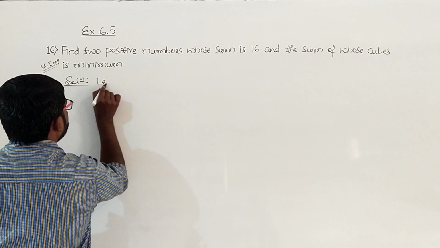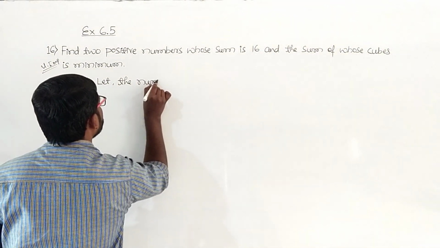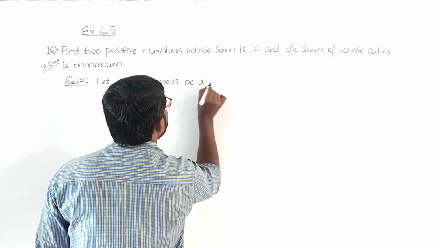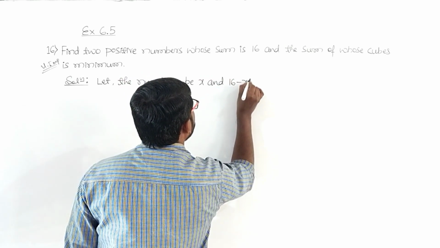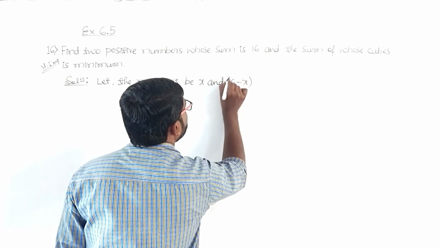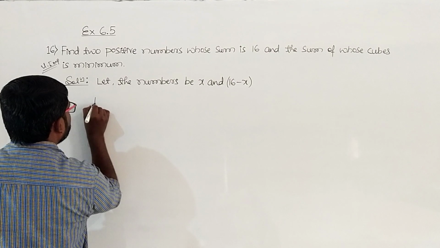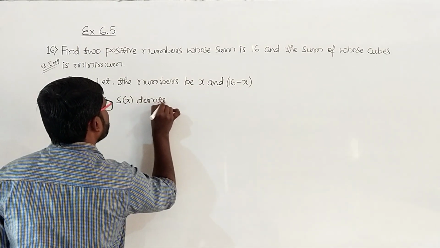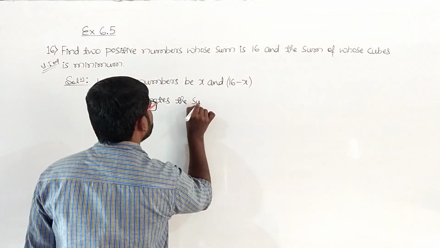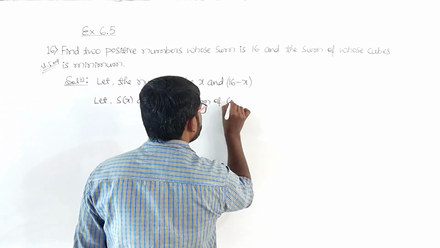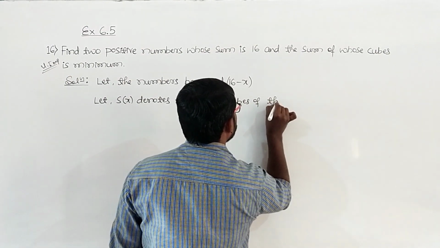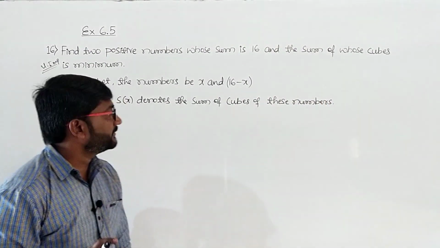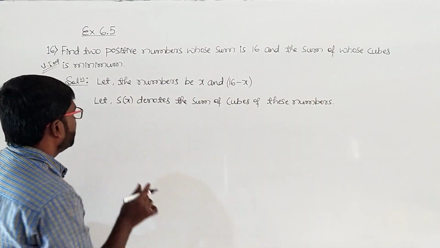Here, let the numbers be x and 16 minus x. And let s of x denote the sum of cubes of these numbers. So let us take the cube of these numbers and then go for the sum. That is our s of x.